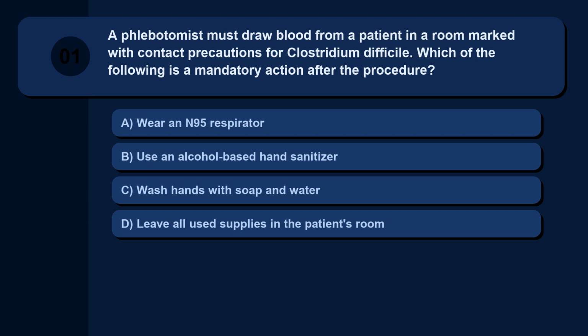Question 1. A phlebotomist must draw blood from a patient in a room marked with contact precautions for Clostridium difficile. Which of the following is a mandatory action after the procedure? Wear an N95 respirator. Use an alcohol-based hand sanitizer. Wash hands with soap and water. Leave all used supplies in the patient's room.